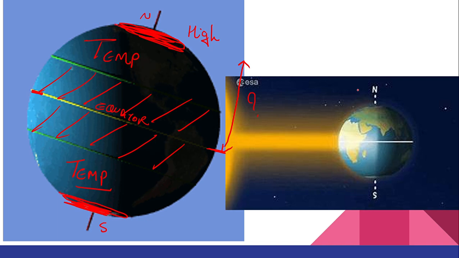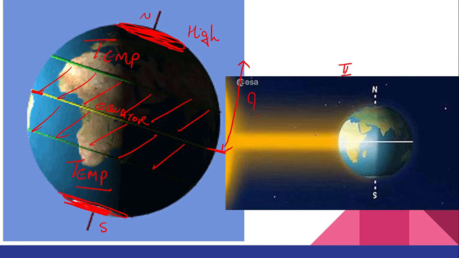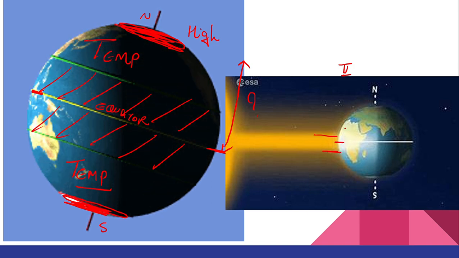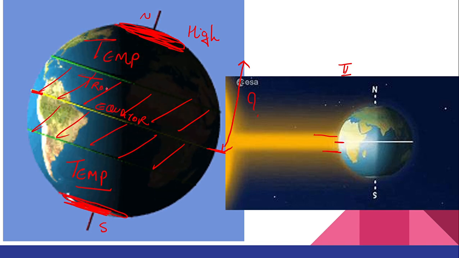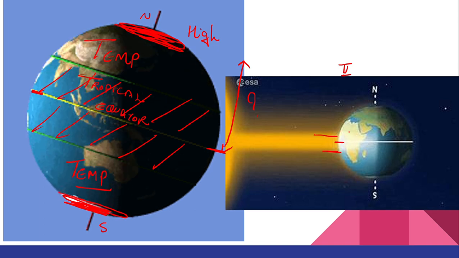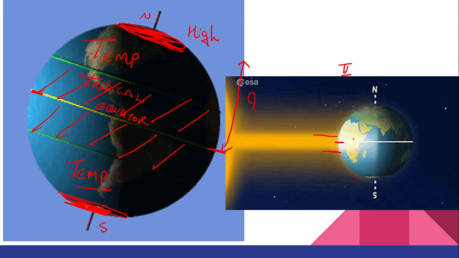Now class, in the second picture you can see how sun rays are falling directly on the area which is near the equator. Can I say that in the tropical region, let me mention over here, can I say that in the tropical region sun rays are going to fall directly, or we will have more amount of sun rays in the tropical region? Yes.